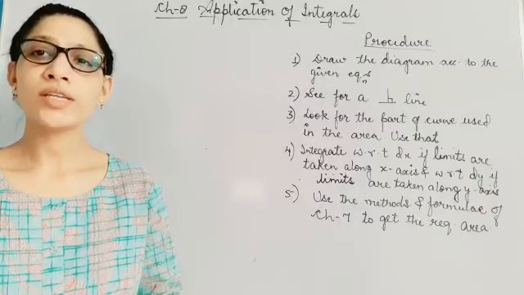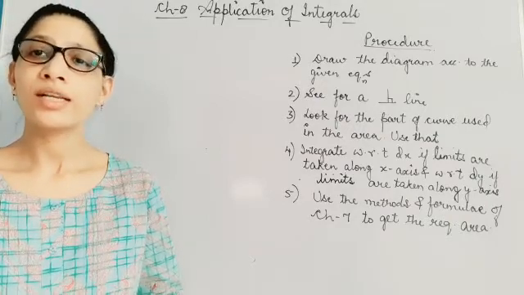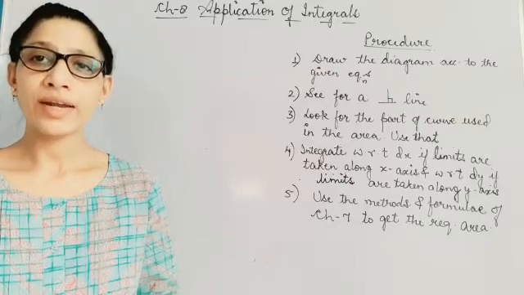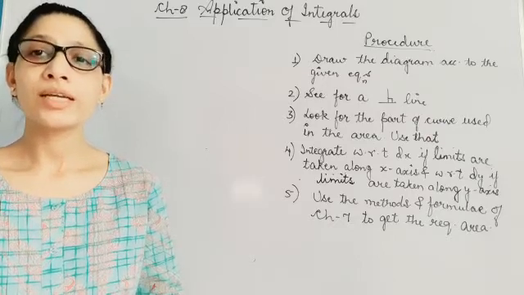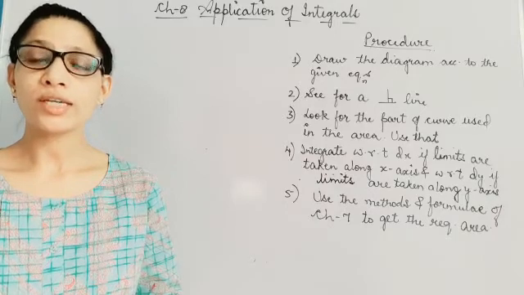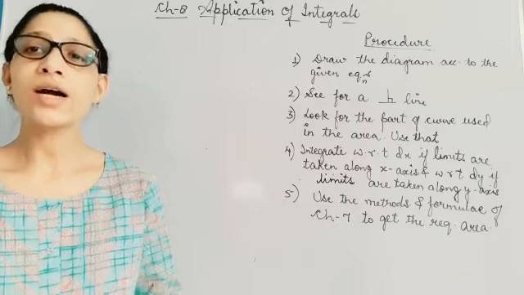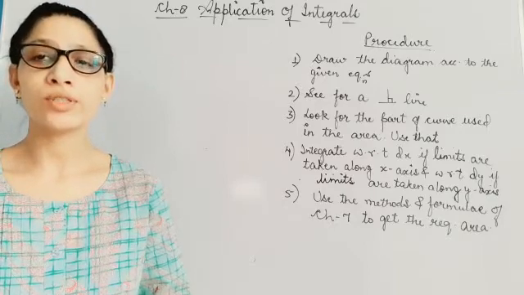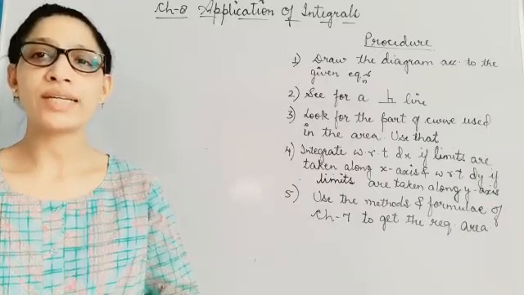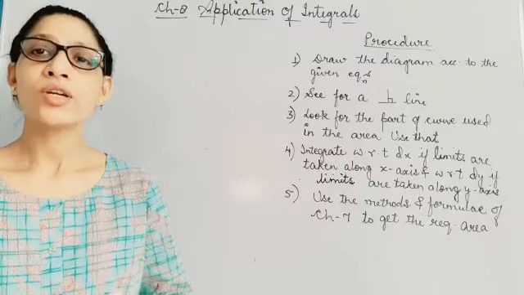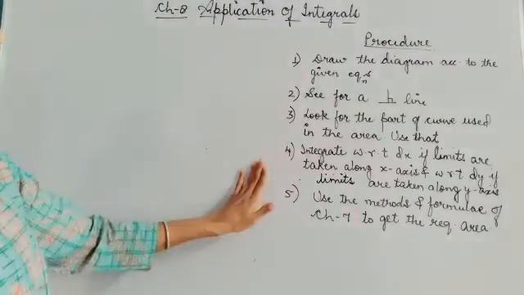Children, in your previous and lower classes, you must have learned to calculate the area of simple figures like triangle, square, rectangle, and so on. But if you are given simple curves, like the figure of cos x or sin x, or an ellipse or a parabola, then how can we find the area under these curves? These are the 5 simple steps that you have to follow to find the areas of curves whose direct formula you do not know. So let's see these simple 5 steps.